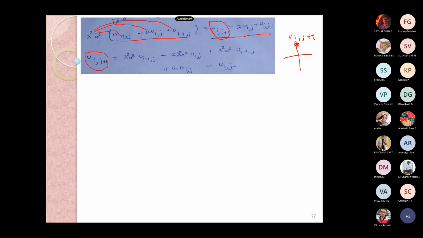So lambda square a square into this particular term, and minus 2 lambda square a square into this term, and lambda square a square into this particular term. And along with that, I need to include these two particular terms. So I am keeping this on the LHS and the rest will go to the other side. So obviously the sign changes will occur: plus 2 u(i, j) minus u(i, j-1).